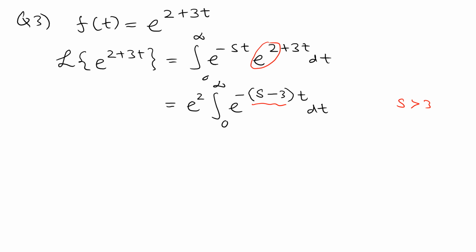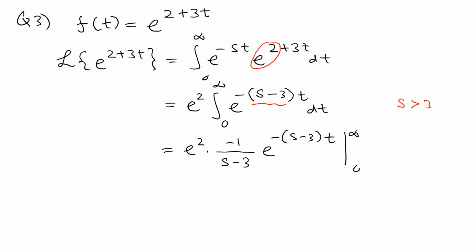Under that assumption we can do a similar evaluation here. That means it's going to be negative 1 over, and you can see we still have the e squared, so we can write that, this e squared, and then times s - 3, negative sign we write up above, and then e^(-(s-3)t), evaluated at infinity and 0.